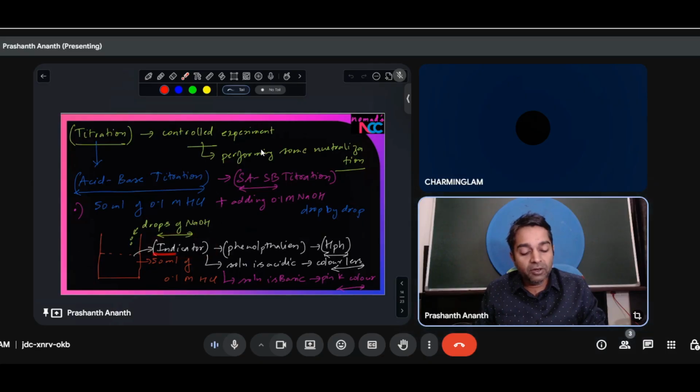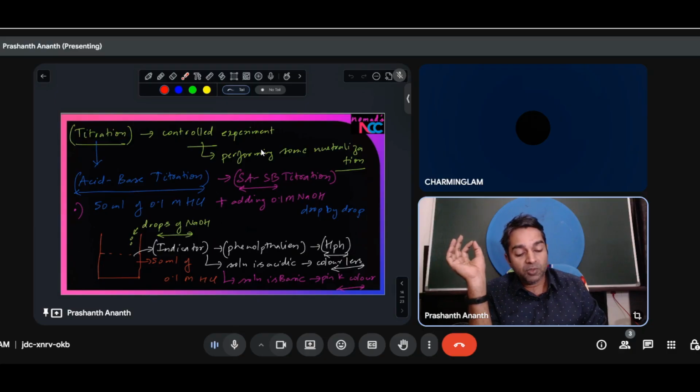What is this indicator going to be doing? The indicator will show two different colors in two different mediums. The indicator which I am using over here is called phenolphthalein, abbreviated as HPh. So when the solution is acidic, the indicator will make sure that the solution is colorless. If the solution is basic, then we'll see a nice pink color solution, clearly telling us that the solution is now pink in color. That means the solution is basic. That means there is extra base present.